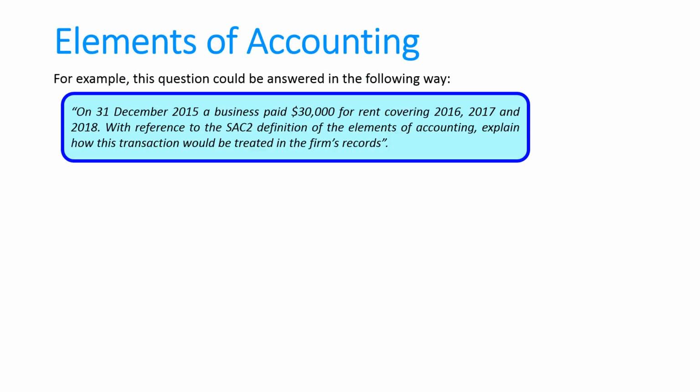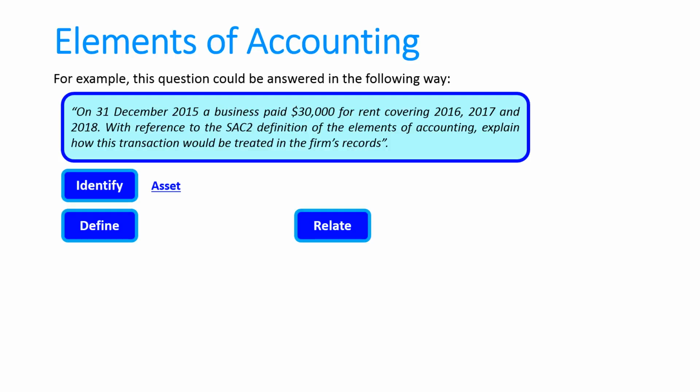So let's have an example. On the 31st of December, a business paid $30,000 for rent for the next 3 years. With reference to the SAC 2 definition of the elements of accounting, explain how this transaction would be treated in the firm's records. So we would identify and say this is an asset. We would then define an asset. Now with elements questions, I like to do it a little bit differently. I like to do my defining and my relating at the same time.